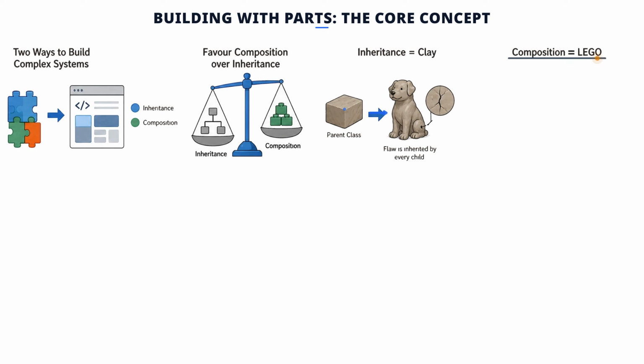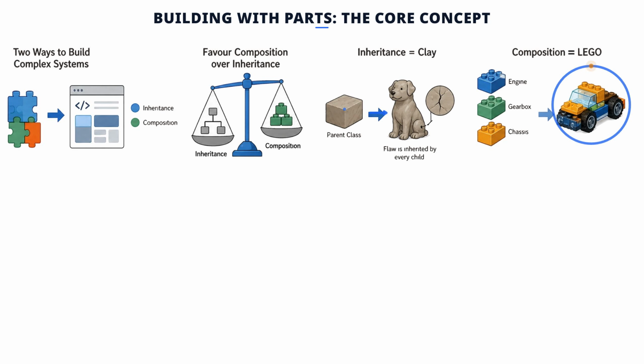Composition is like Lego. Instead of one solid block, you have independent bricks. If you are building a car, you have an engine brick, a gearbox brick, and a chassis brick. You assemble them to make your final car. The beauty of this is that if a more efficient engine is invented, you don't have to rebuild the entire car. You simply swap out the engine brick. The rest of the car remains completely untouched and functional.